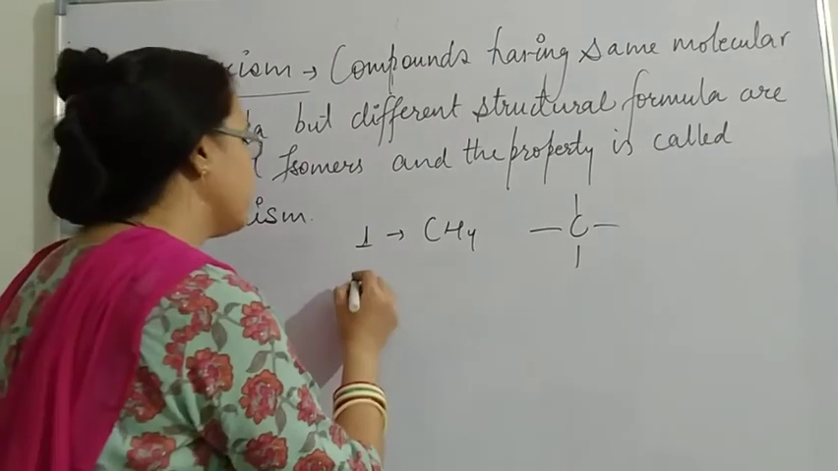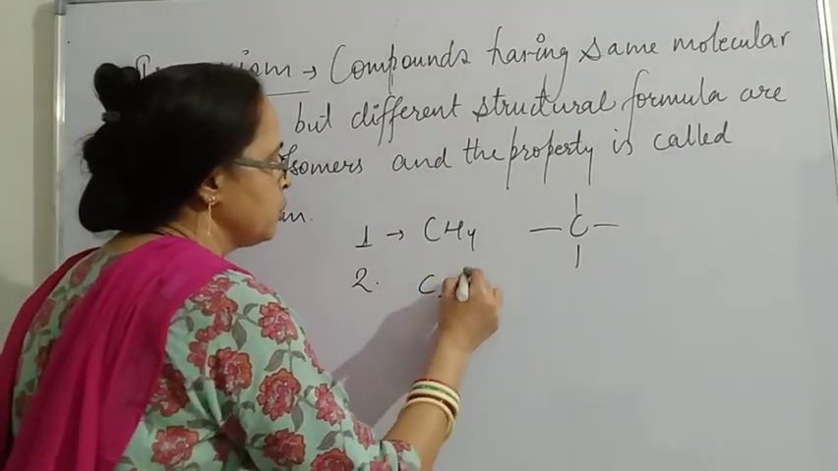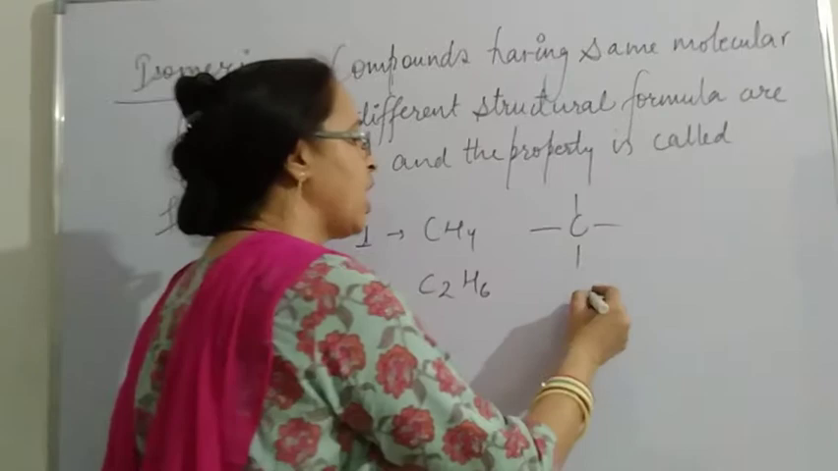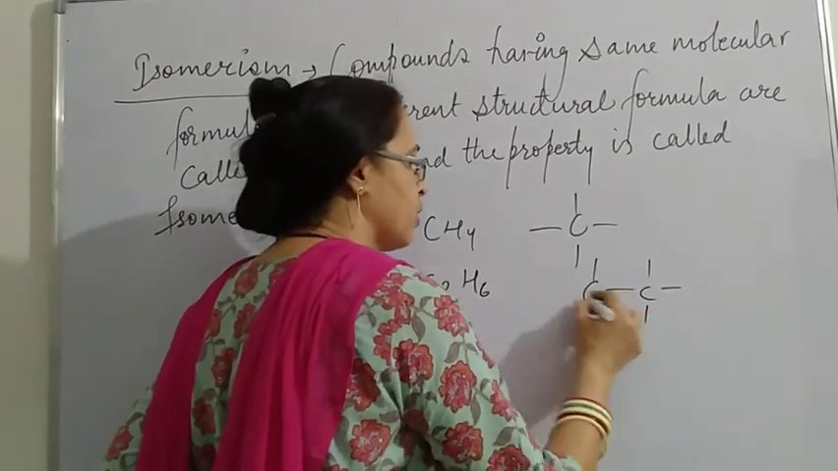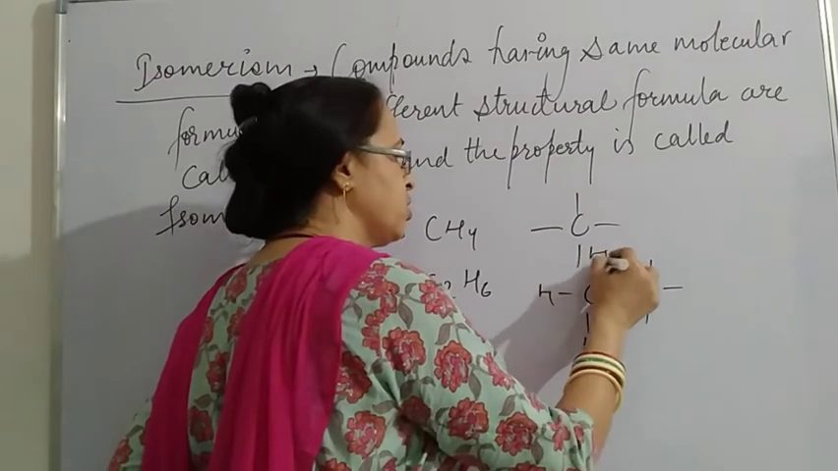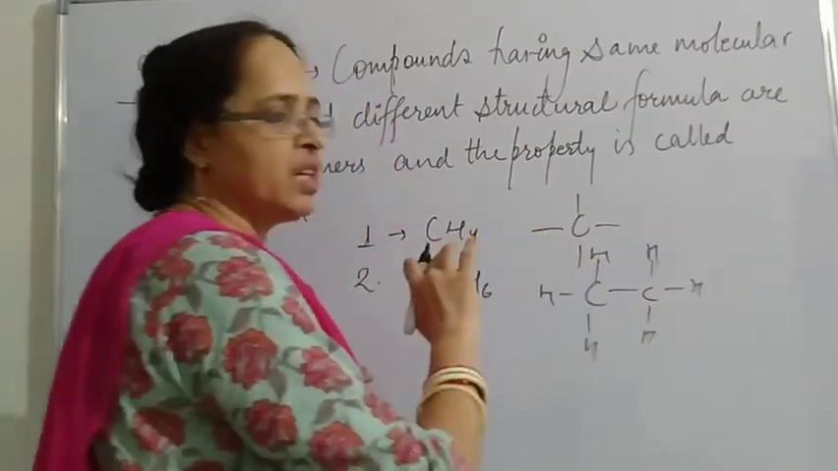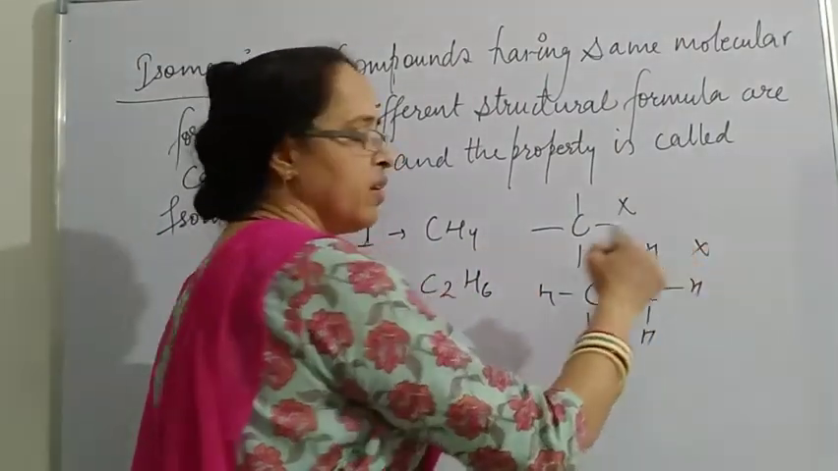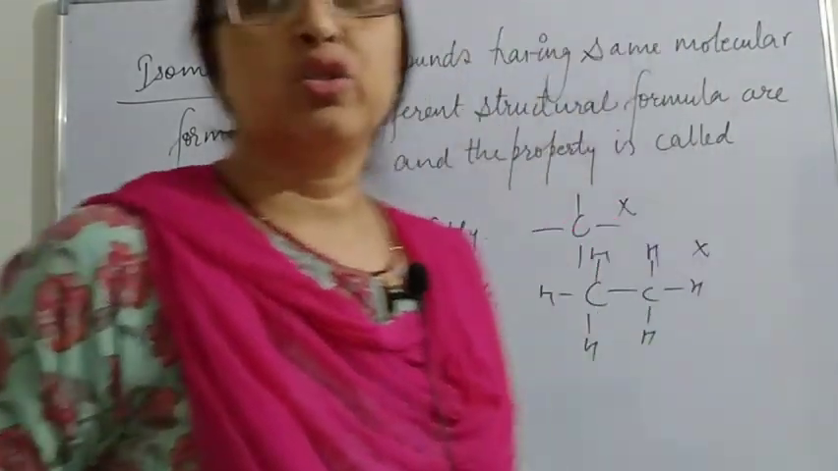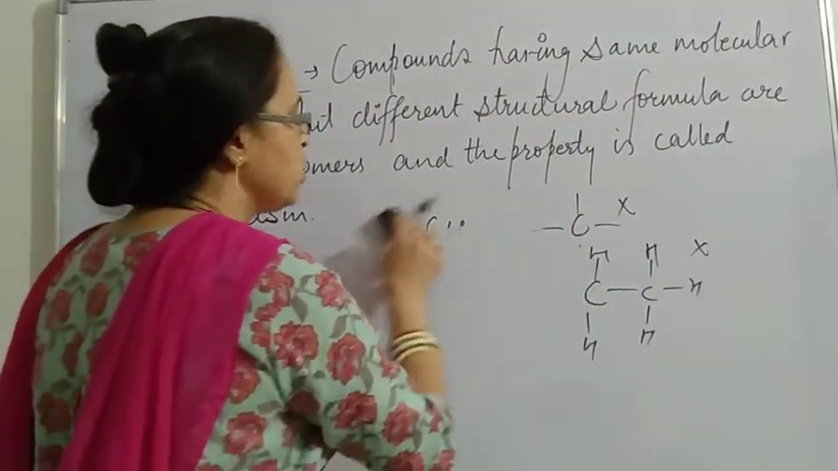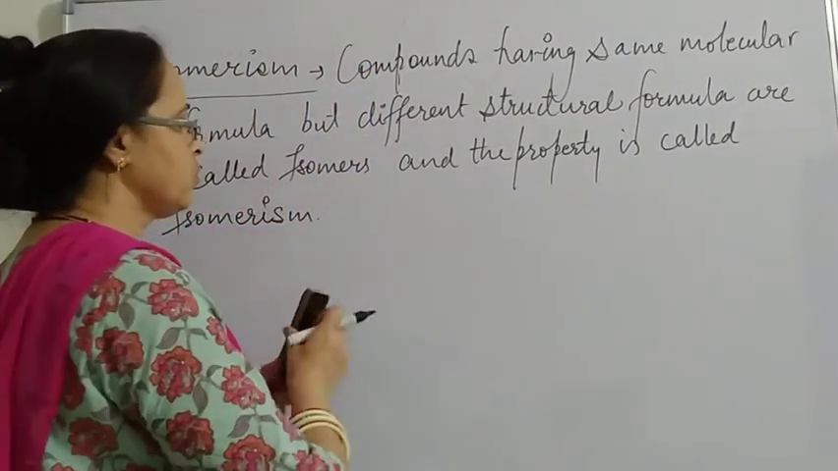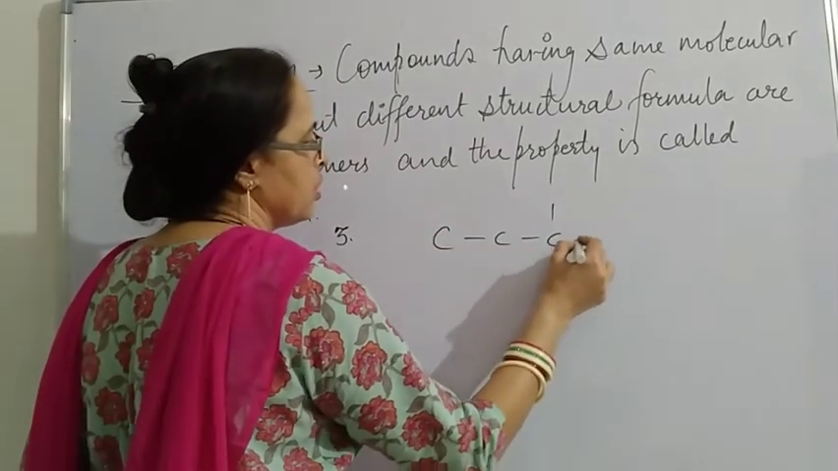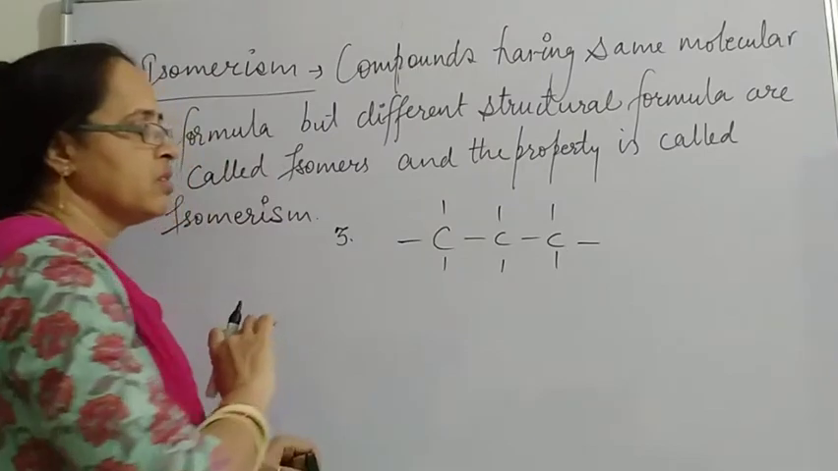When we take the second carbon, C2H6. So here two carbons are there with hydrogen. And however you write it down, it will come to be in the same manner. That means it also doesn't have any different structure. Now when we talk about the third carbon, that is C3. So here you can see that this will also not show.